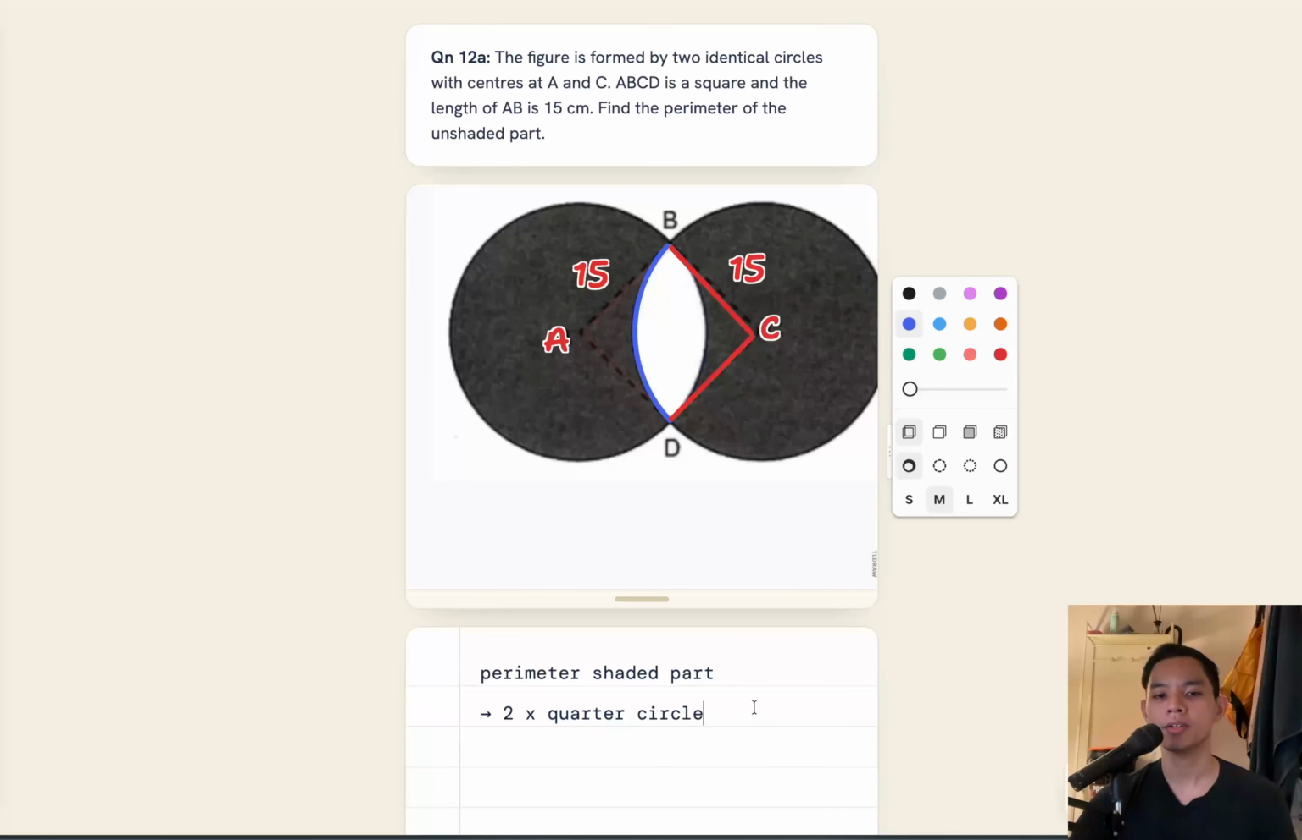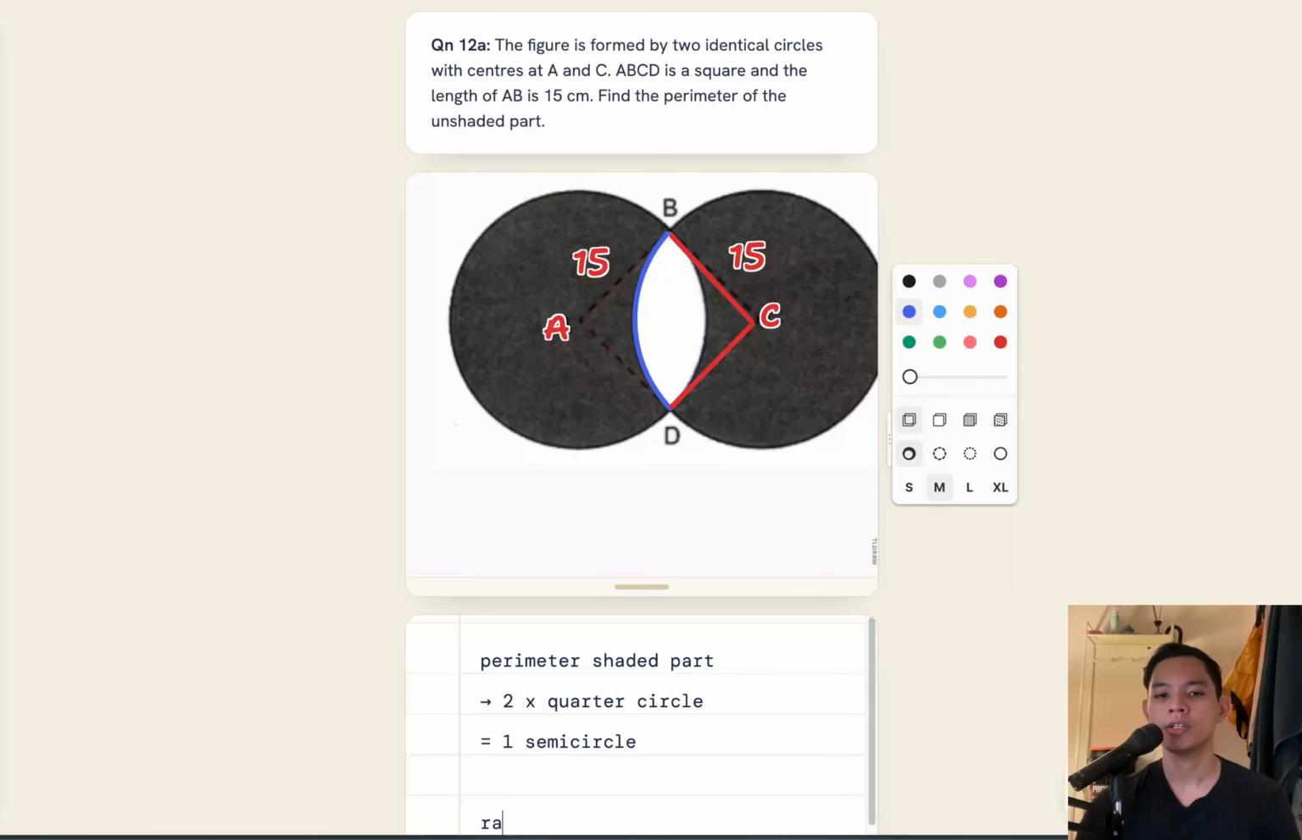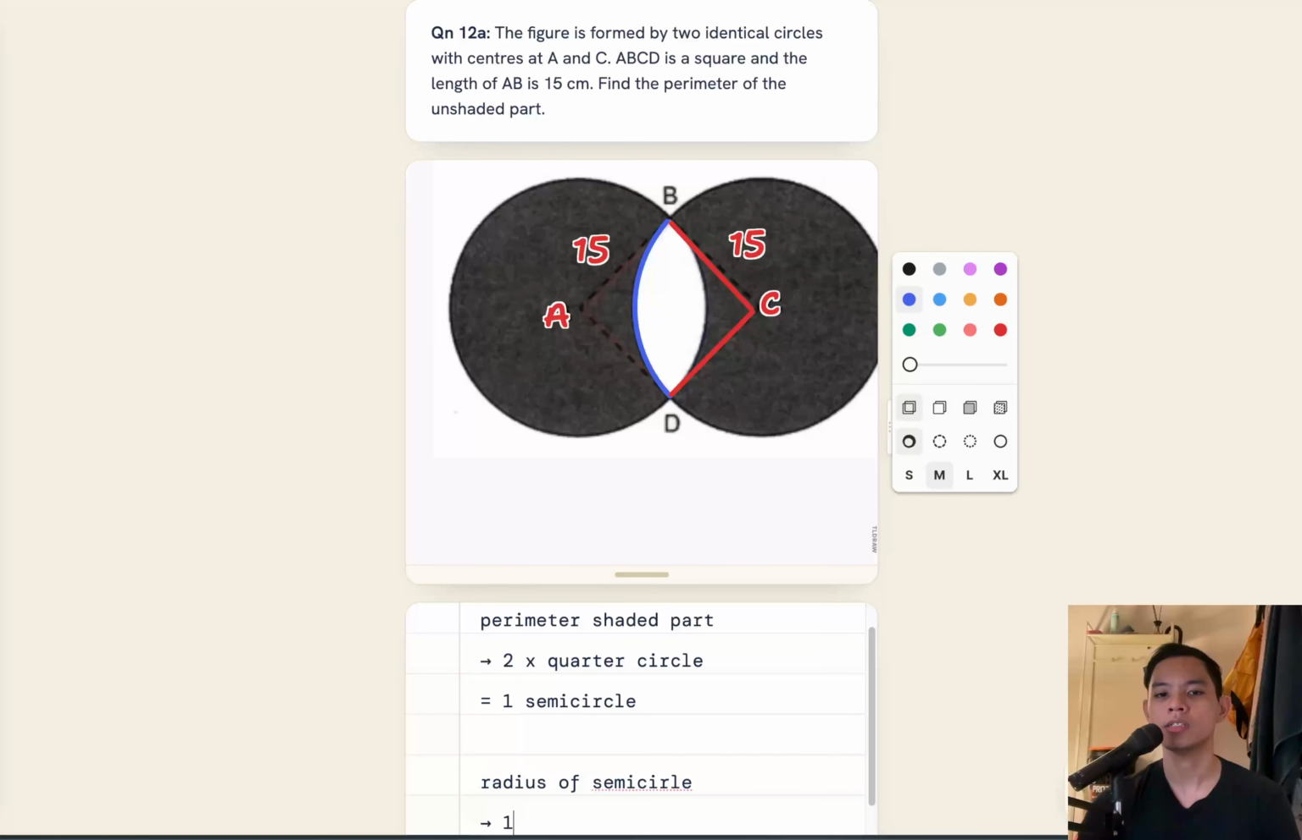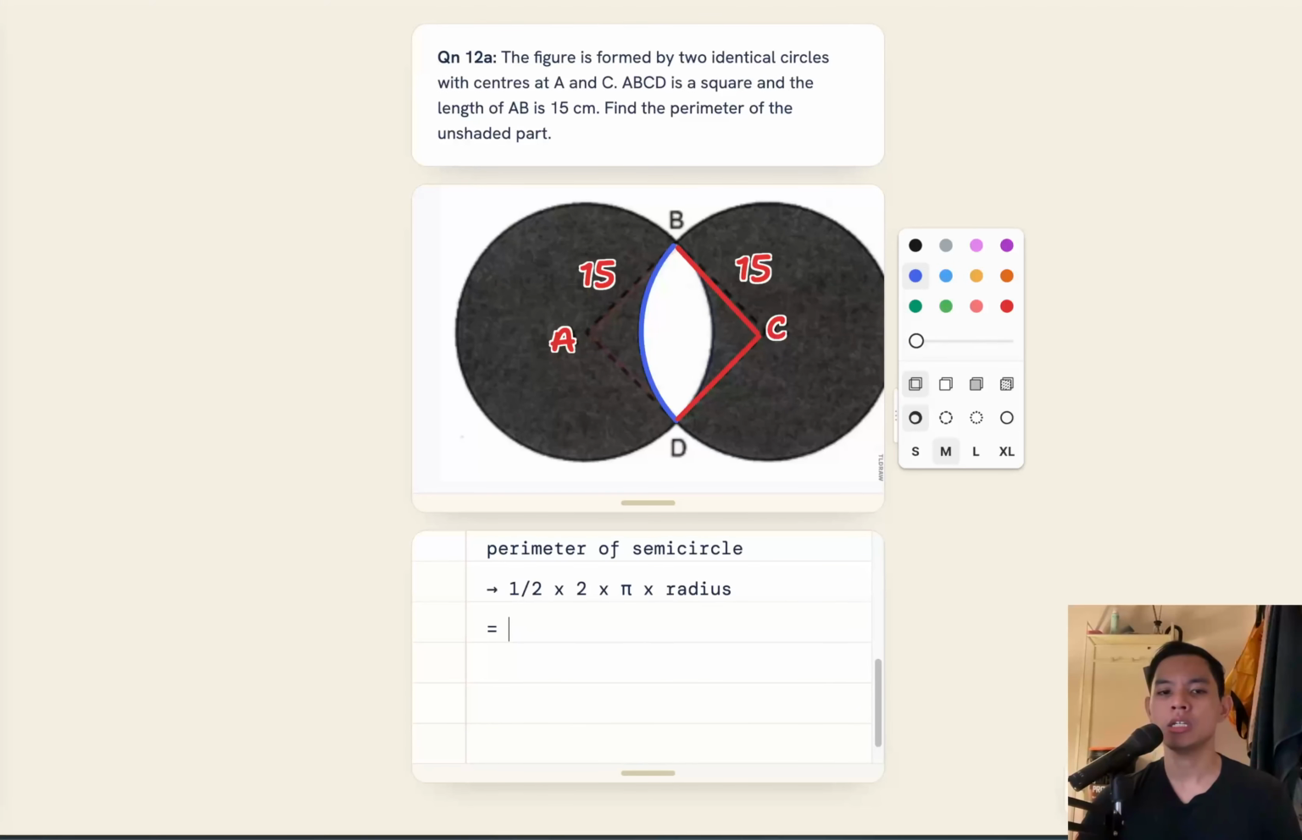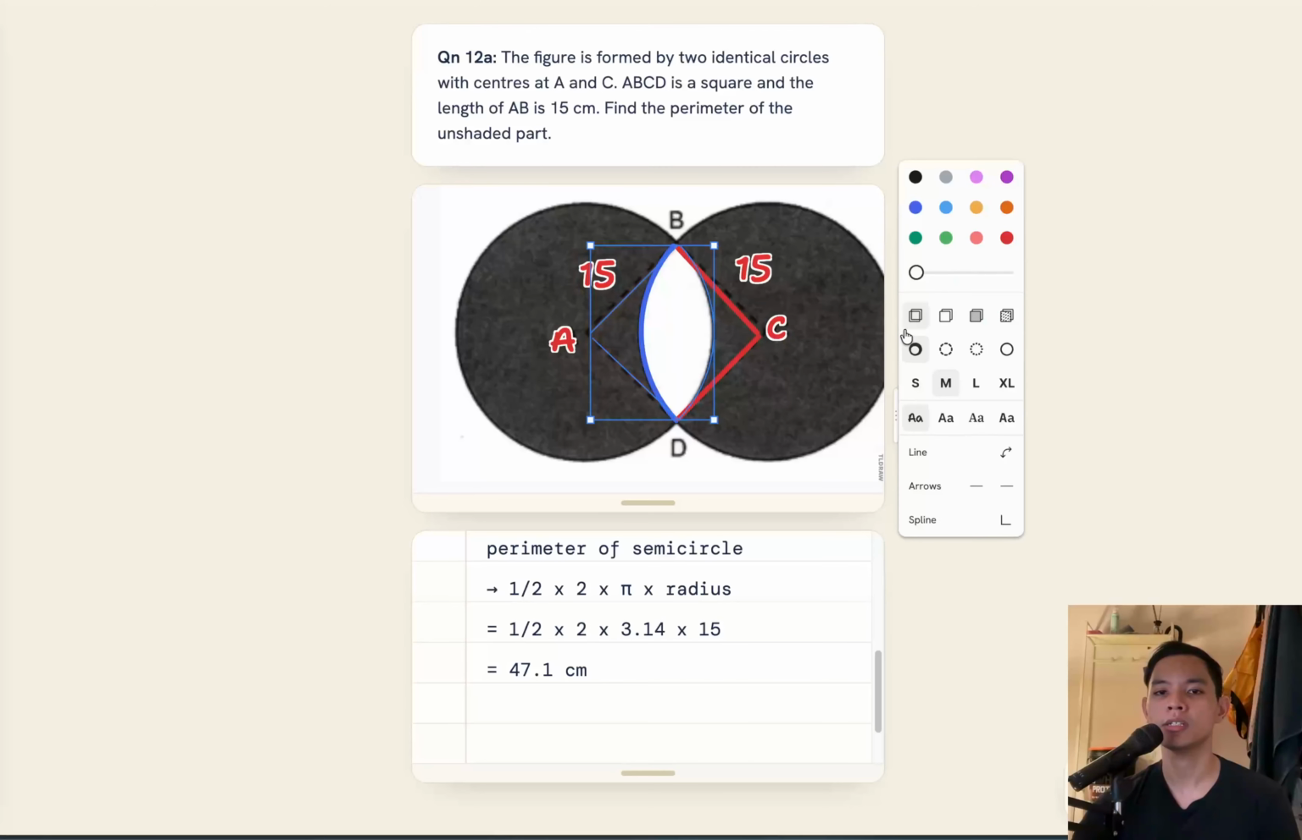So from there, 2 quarter circles means it is just 1 semicircle, and the radius of the semicircle in this case is 15 centimeters. Therefore, the perimeter of the semicircle is half times 2 times pi times radius. Put the pi value as 3.14 and the radius 15, then this will be equal to 47.1 centimeters. Okay, there you go. So that's the answer, 47.1 centimeters.